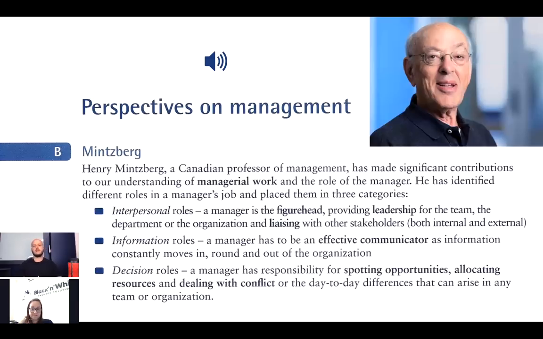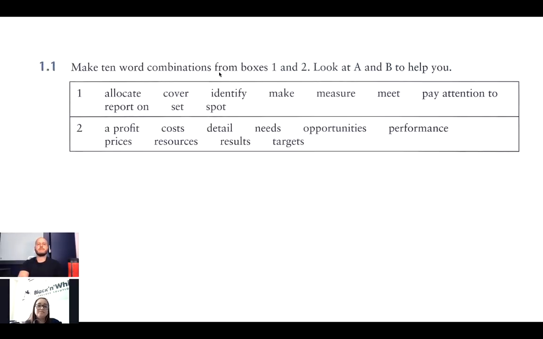In a few words, what is the text about? The 3 parts of the managing part in a company: interpersonal, information, and decision roles. All right, very good. Make 10 word combinations from boxes 1 and 2. Get this word here, for instance, and choose another word that is a match, okay? So let's do it in order, right? Let's start with allocate. Allocate resources. Allocate resources, okay. How about cover, Míriam? Cover costs. Cover costs, very good.